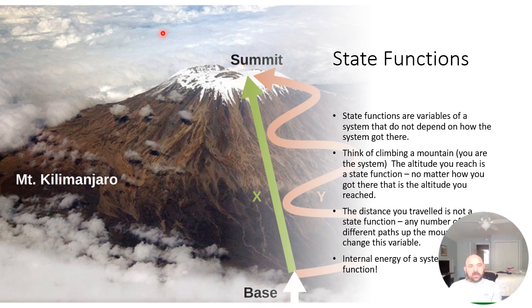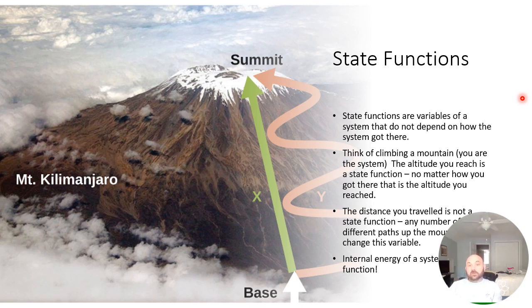in line X and it could have taken you a few hours, or alternatively, you could have wound around and stopped and camped for days at a time, and maybe it took you 3 weeks to summit Mount Kilimanjaro. Regardless of either scenario, your altitude would be the same. And so therefore, altitude is a state function of system U in this situation.